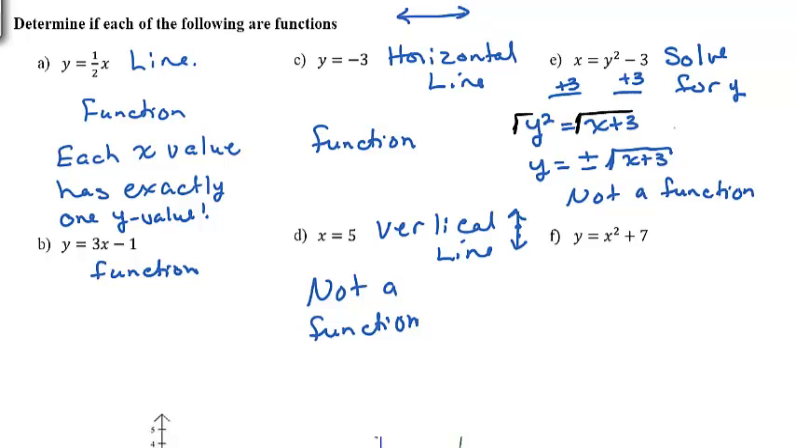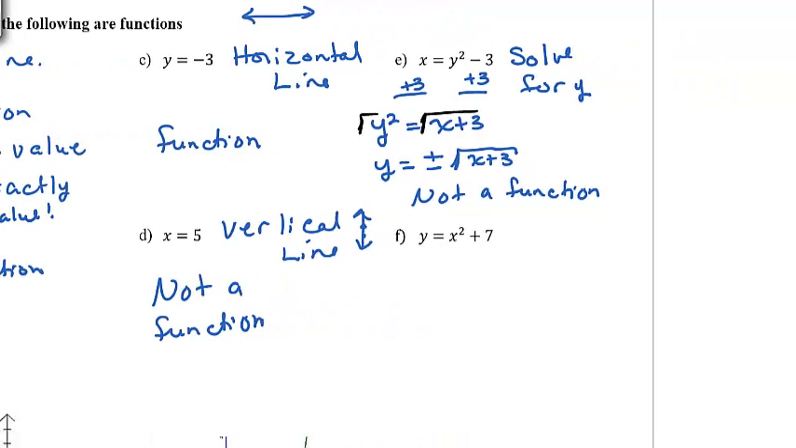So what's going to make something not be a function when you're solving for y is this plus or minus. So if you end up having to do a square root on both sides, it will turn out to not be a function in that case.